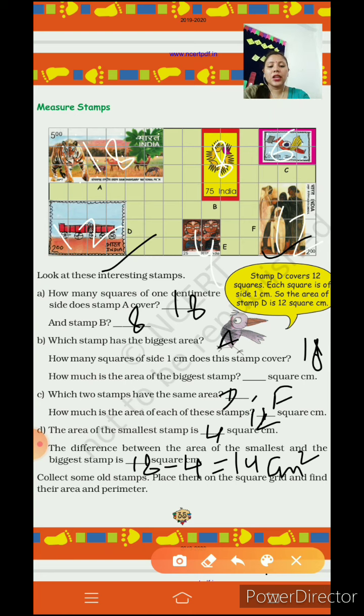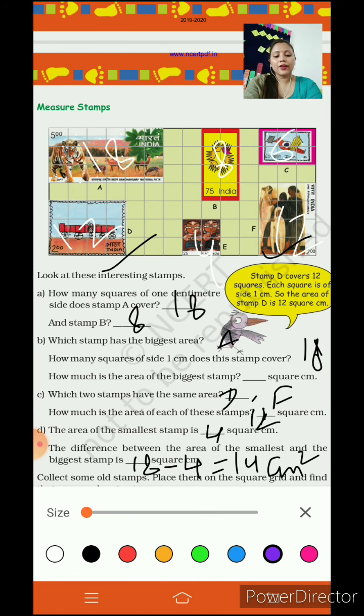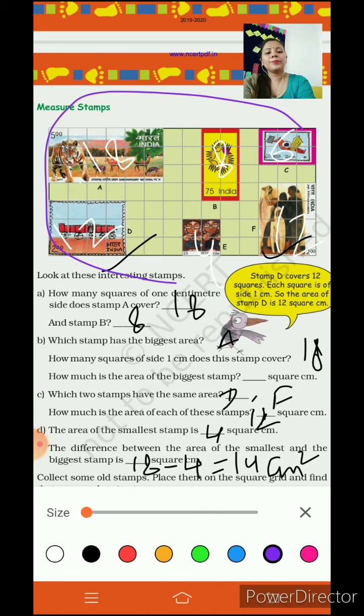Okay, so there is one activity and it's your homework. Activity: collect some old stamps, place them on the square grid and find their area and perimeter. By using the previous video, आपको previous video को check करना है, उसमें देखना है कि आप perimeter और area कैसे find out करते हैं. Same, just like this activity, you have to paste some stamps on the grid paper or graph paper. And according to this activity you have to find out the perimeter and area of the stamps.